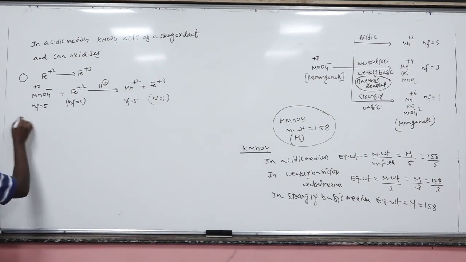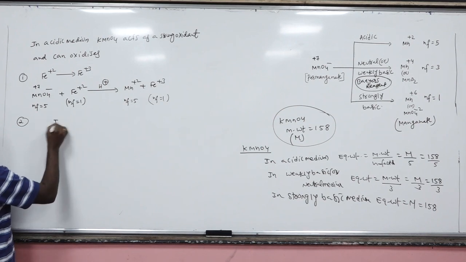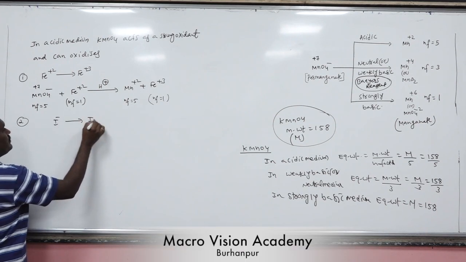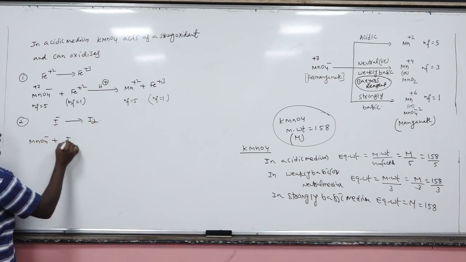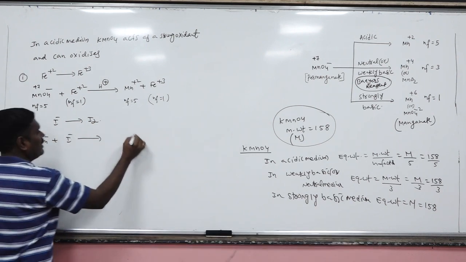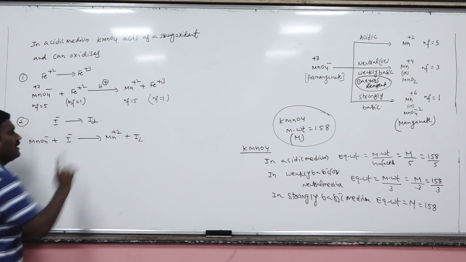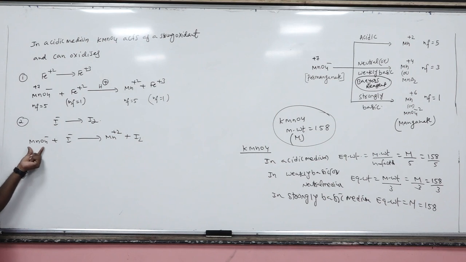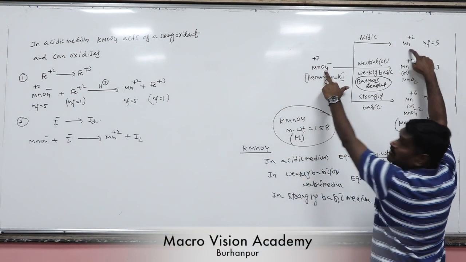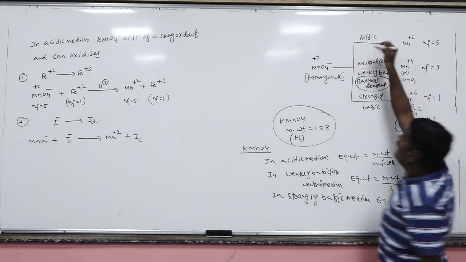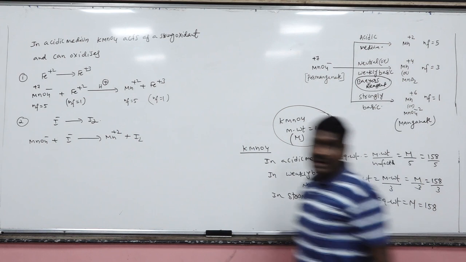Number 2. KMnO4 oxidizes iodide ion into iodine. MnO4 minus oxidizes iodide ion into iodine and is itself reduced to Mn plus 2. Remember, this is very important. Once again I am telling, MnO4 minus is always reduced to Mn plus 2. In which medium? Acidic medium. This is always true.